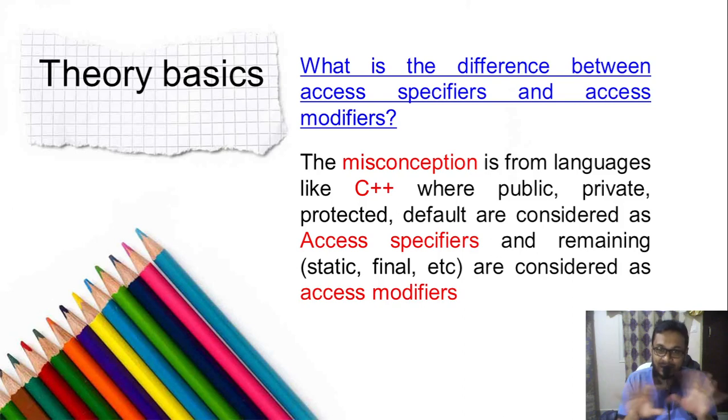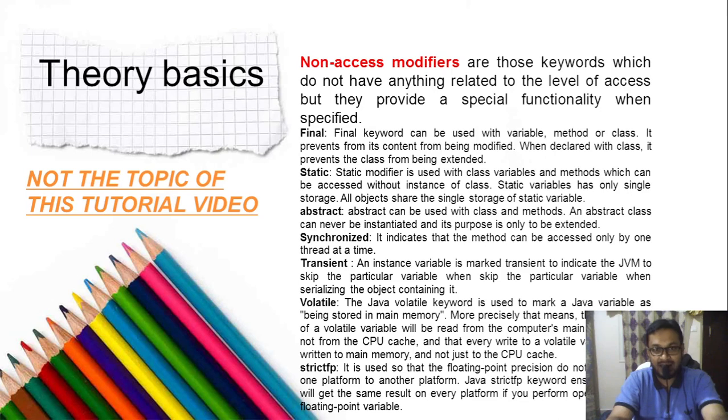No, here in Java, it is either access modifiers or non-access modifiers. There are no access specifiers. I repeat, there are no access specifiers. Either access modifiers like public, private, protected, default, or non-access modifiers like static, final, and all these things.